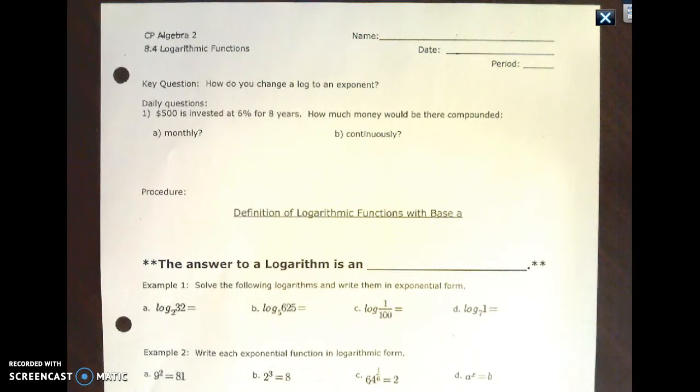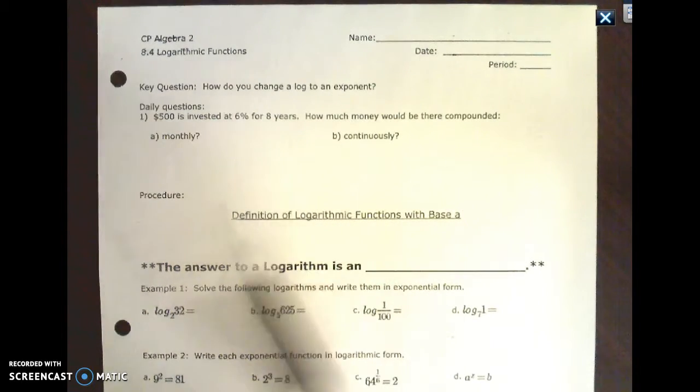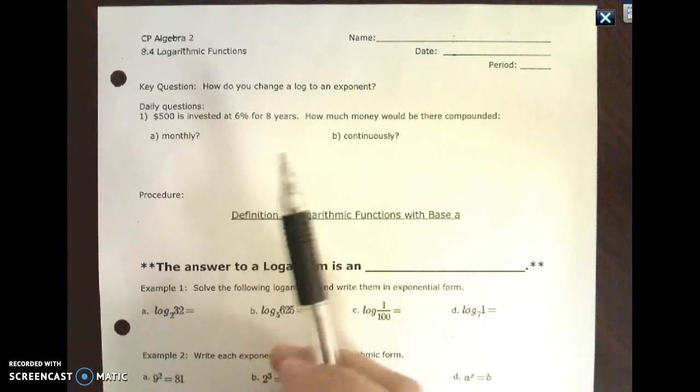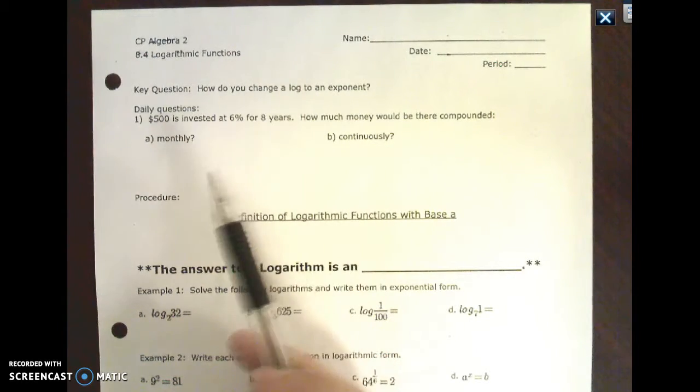All right. So to start off here, it says, how do you change a log to an exponent? Well, that's our key question. But here's a daily question. It says $500 invested at 6% for 8 years. How much money would be there compounded monthly or continuously?